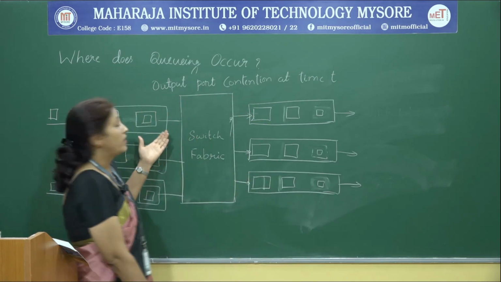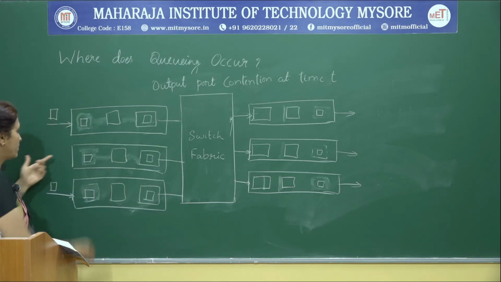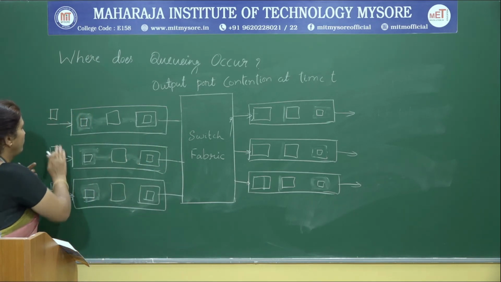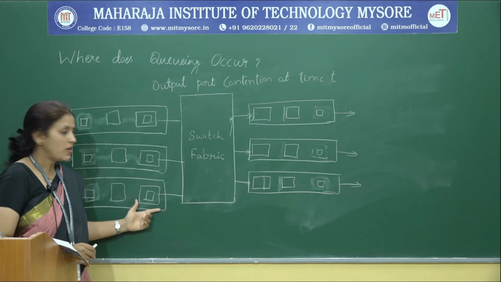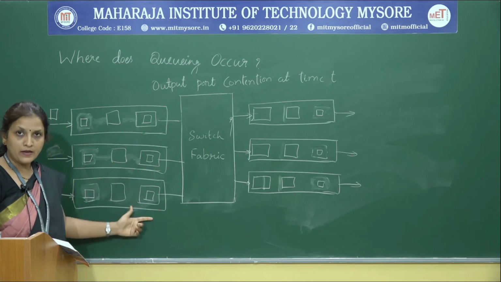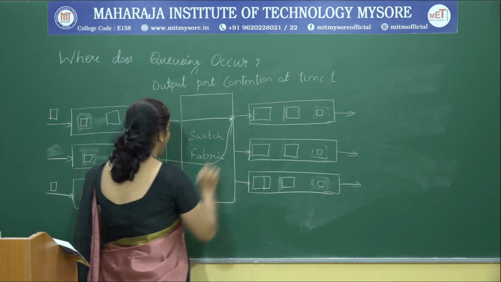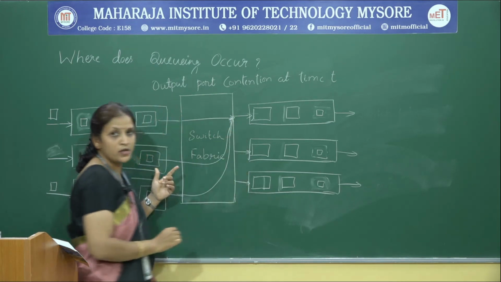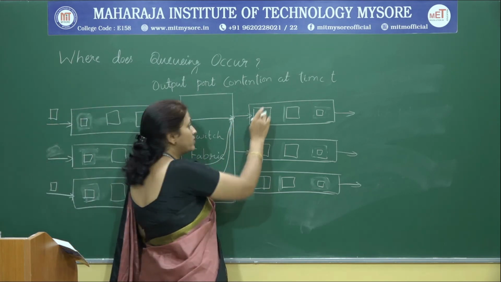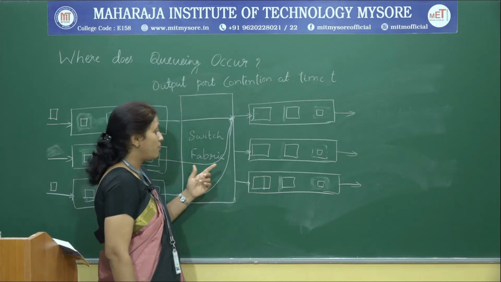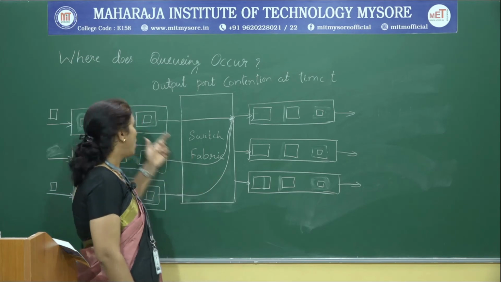Okay, consider the scenario here. At time t, 3 packets are arriving at the 3 input ports which we have here. All these 3 packets are destined to move to this same output port. So, all of these are moved to the first output port, which is at the top.